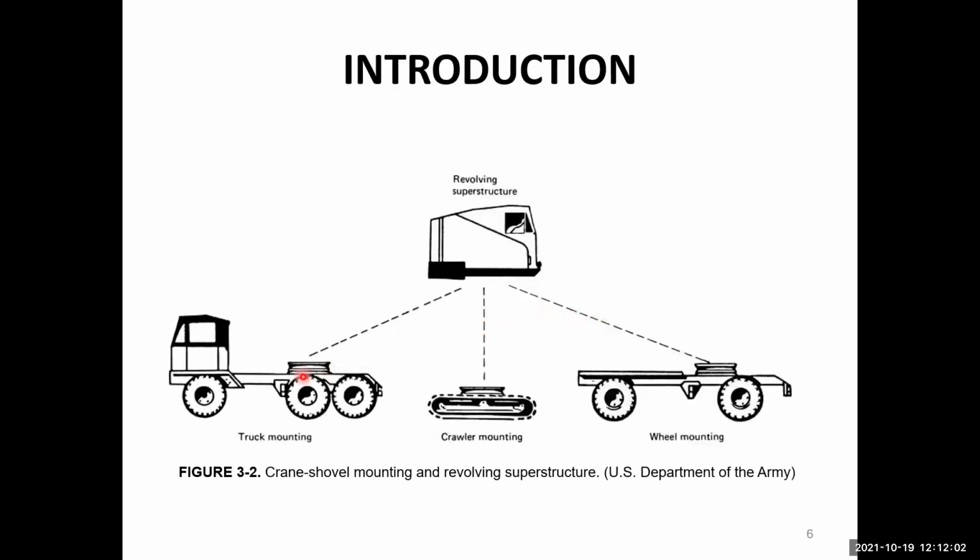This is the schematic diagram of three types of mountings. So this revolving superstructure can be mounted on either the truck, or on the crawler, or on some wheel mounting, and later on it may be pulled by some other machinery or some other truck or some tractor. So these are the three different types of crane, shovel mounting, and revolving superstructure.